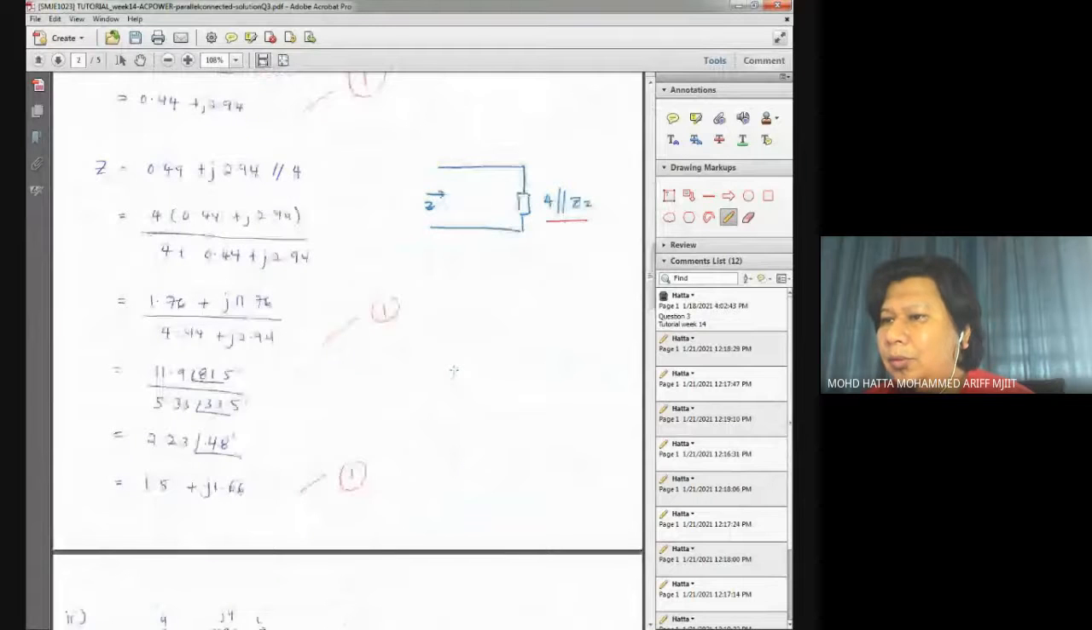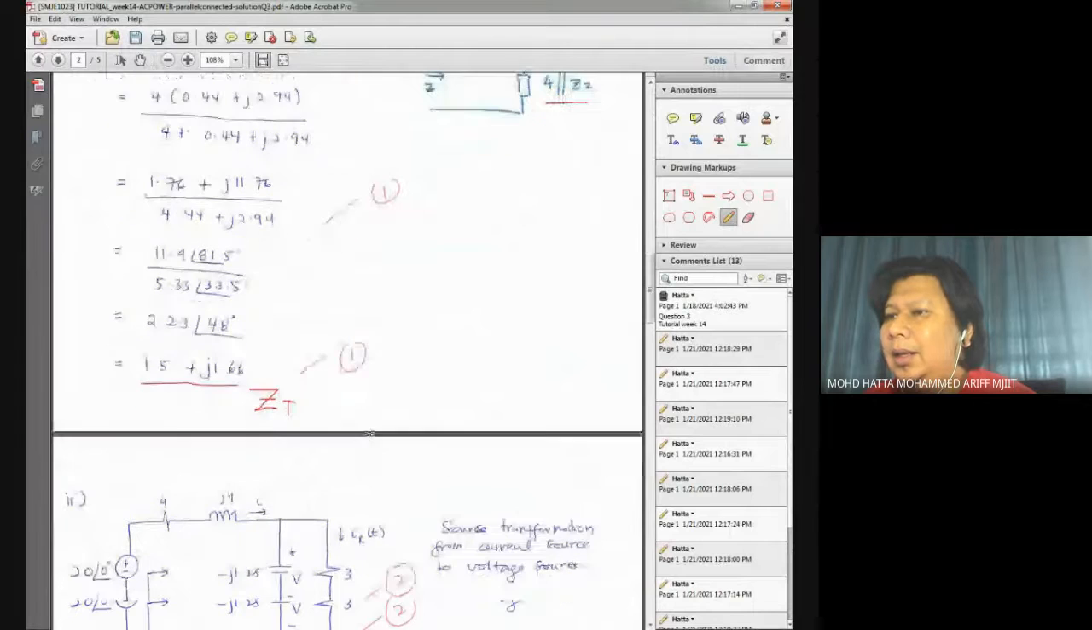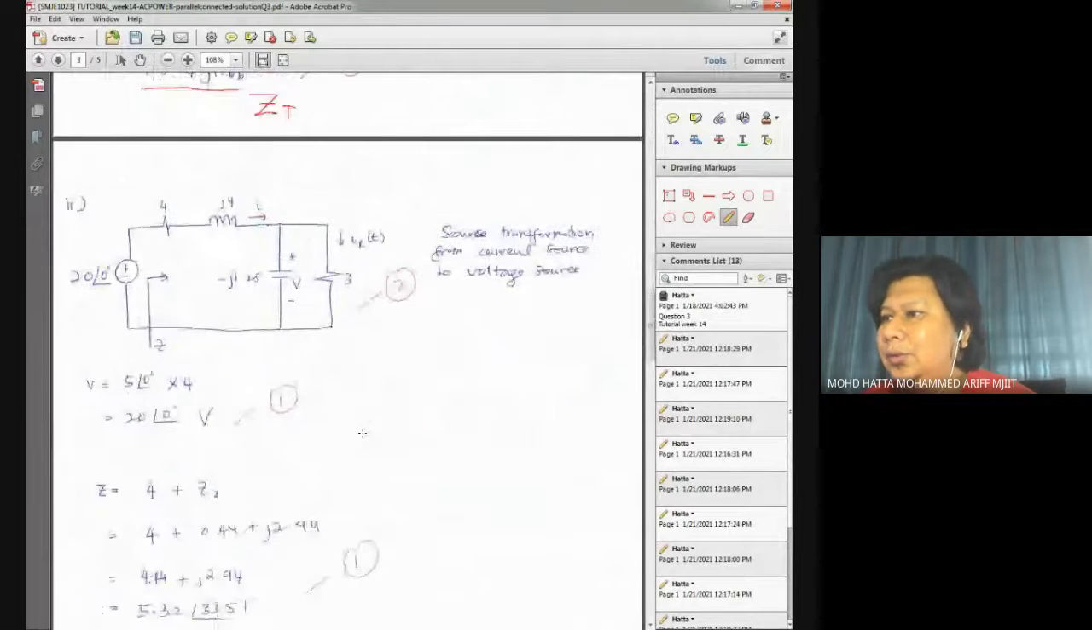The value that you have over here is basically the total impedance, Z total. Now, for the second part, you need to use source transformation in order to solve for I and also IR. Looking at the question back, these two elements, maybe I erase this one first.